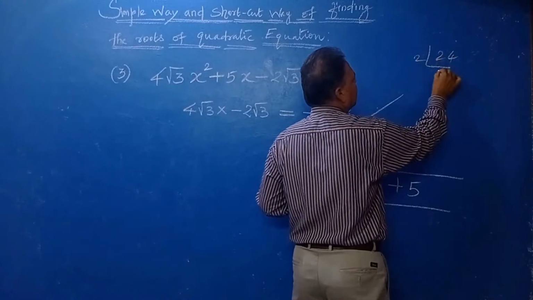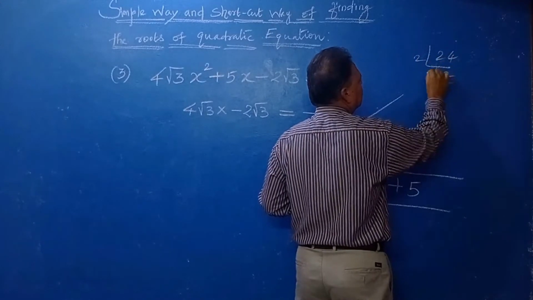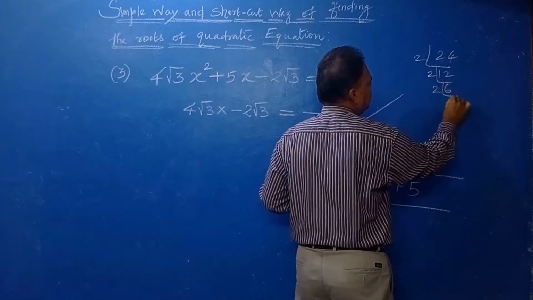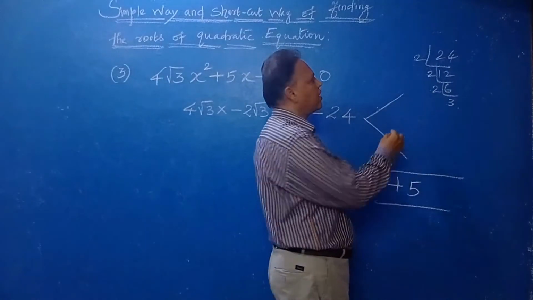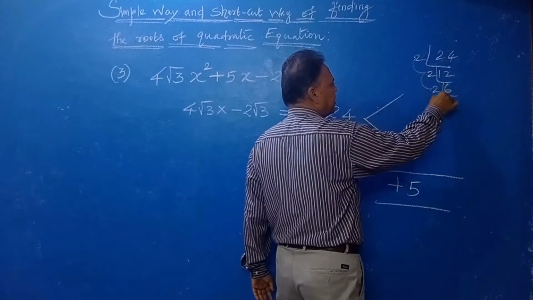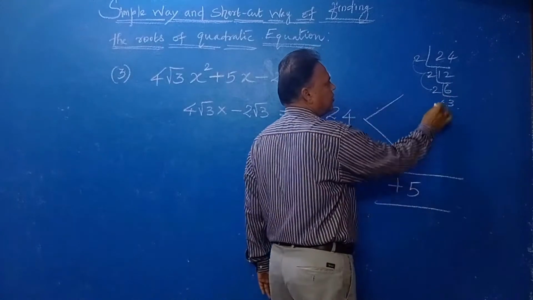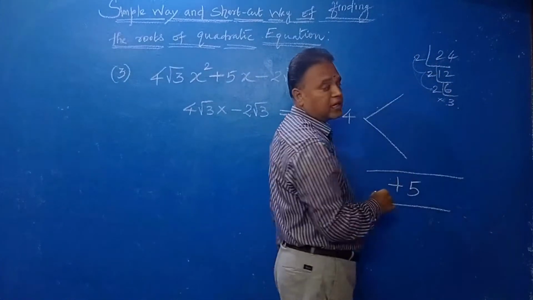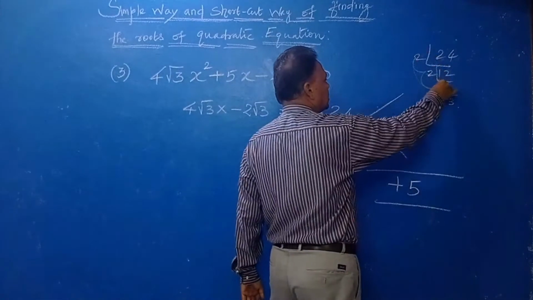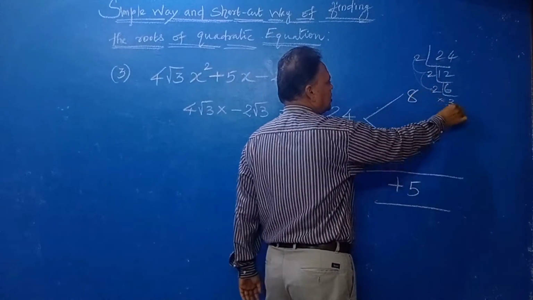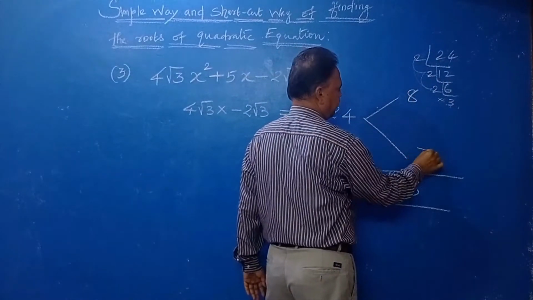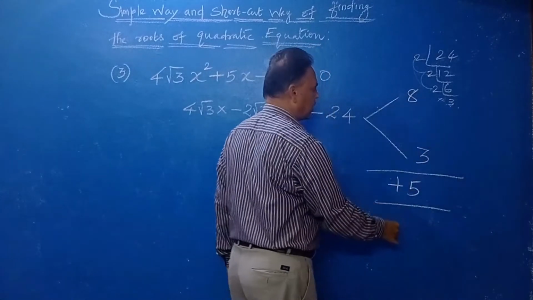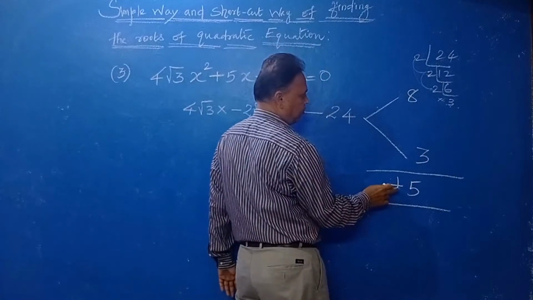24, 2 table 12, 2 table 6, again 2 table 3. Right? So you see here 2 into 2 is 4, 4 into 2 is 8, 8 into 3. You put 8 into 3. Understand? These 3 as one number you take, multiply means 8. Then this will be 3.